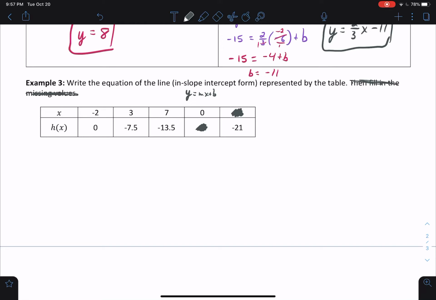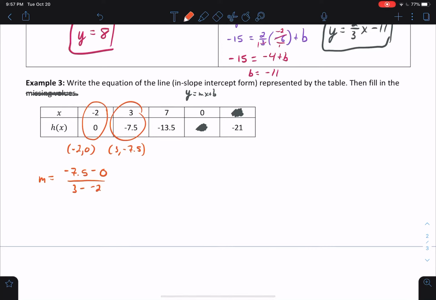Okay, so first off, we need to write the equation of the line in slope-intercept form. So I'm going to pick two coordinates. This one and this one. Does not matter which ones. Okay, I'm going to pick -2, 0, and 3, -7.5. All right, so if I want to find the slope of those, I need to find the change in y, so I need to take -7.5 minus 0 over the change in x, which is 3 minus -2.